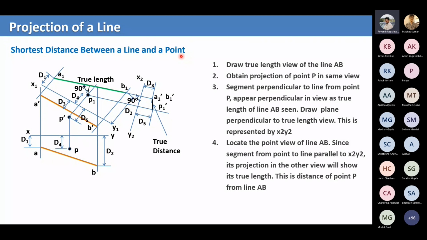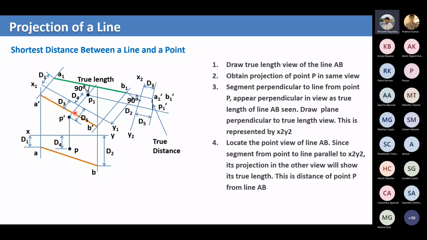If you get the true length of the line, then you can measure the perpendicular distance from the point to the true length. So that is one method. Or you can convert the whole line as a point. So this is already a point. P1 is a point P. So here is the top view, here is the front view.